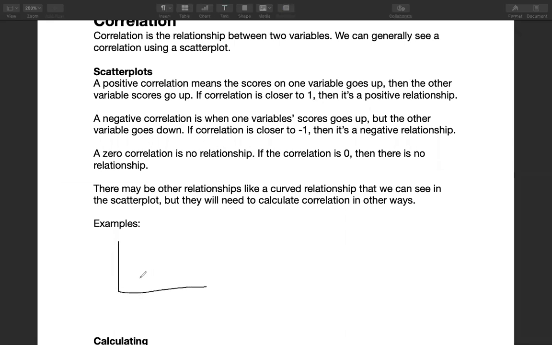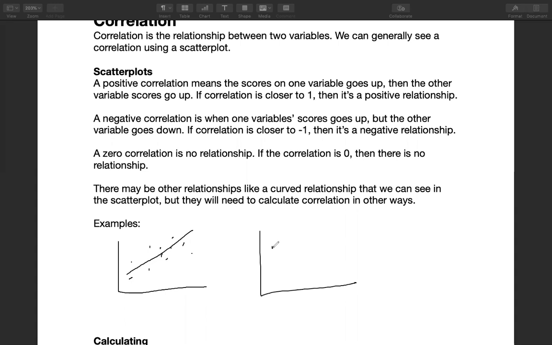So for example, if we had a scatter plot, oops, I can draw one, that looks something like this. We use a line of best fit and assume that it looks like that. So that's a positive linear relationship. When the variable on the horizontal axis goes up, the one on the vertical axis goes up as well.